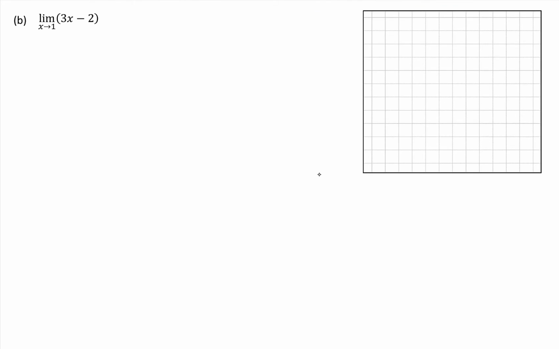Alright, let's look at the next one. The limit as x approaches 1 of 3x minus 2. So let's check x approaching 1 from the left, and x approaching 1 from the right. We're going to take some x values and sub them into the function.